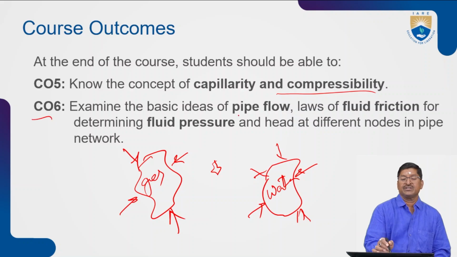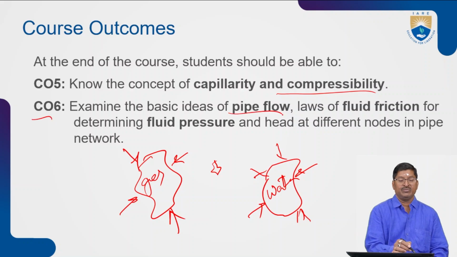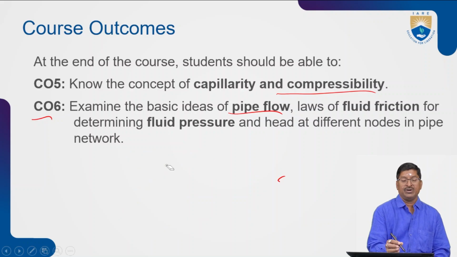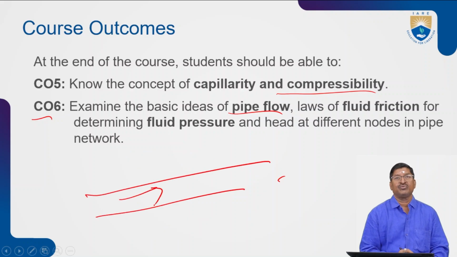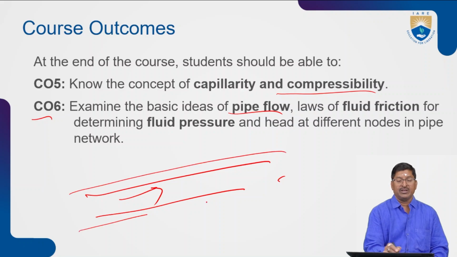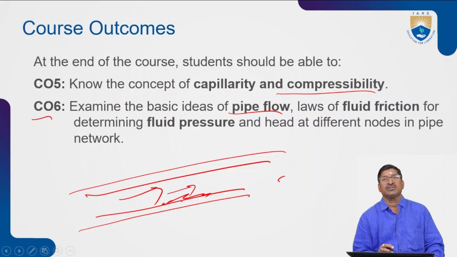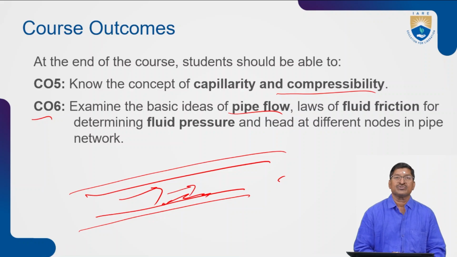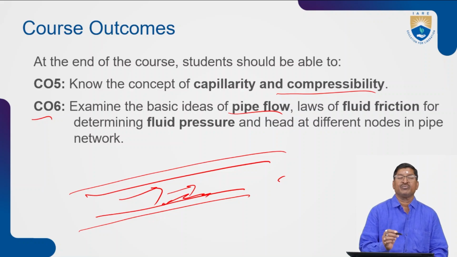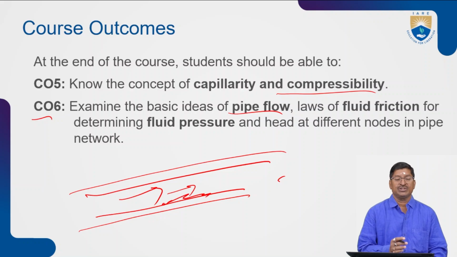And course outcome 6 is nothing but the pipe flow. If any fluid is flowing in a pipe, there will be friction between the pipe surface and the fluid. Those are called fluid friction. There will be loss of energy due to these frictional forces, and hence energy loss also will occur if it travels from one point to another point. This pipe flow, fluid friction, or loss of energy will come under course outcome 6.